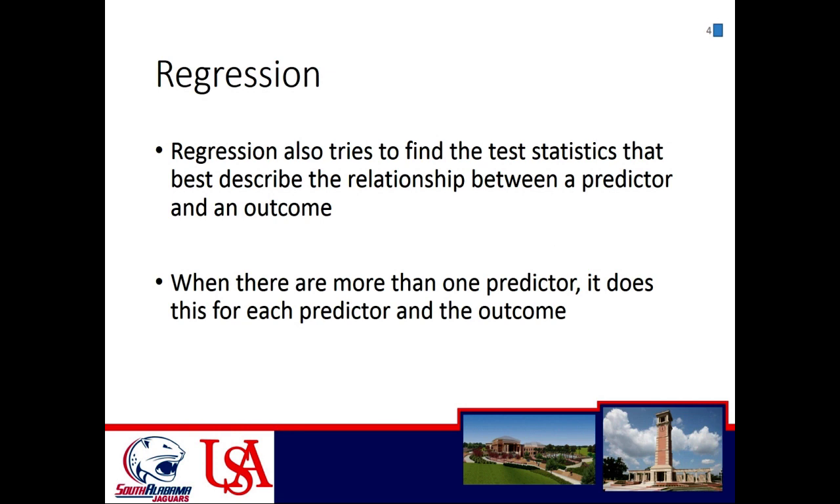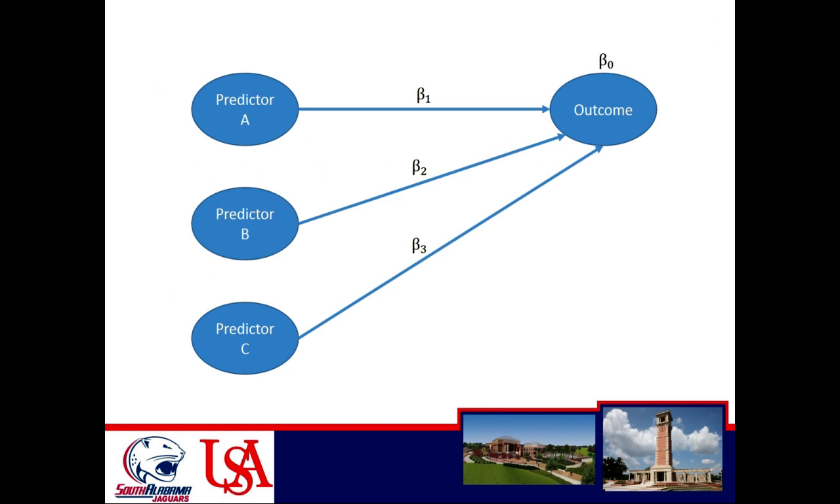So regression tries to find the test statistics that best describe the relationship between the predictor and the outcome. And when there's more than one predictor, it does this for each predictor and the outcome. So as you hopefully remember, once you do a regression, you get a beta naught, which is the intercept, which is the starting value of the outcome when all the predictors are 0. So that's thought of as kind of the beginning point for the outcome.